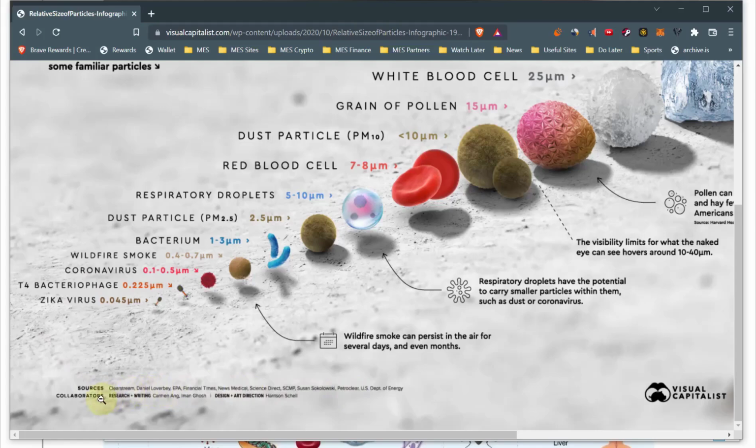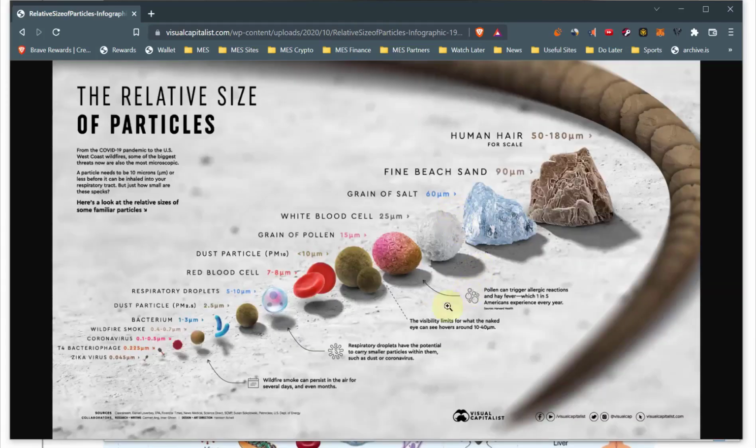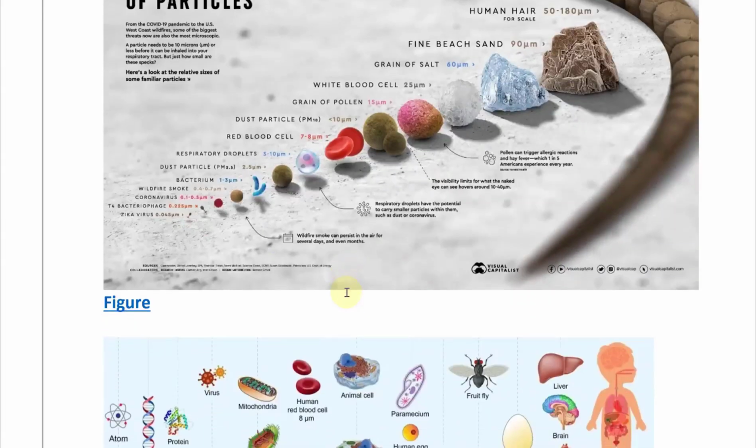There's a whole bunch of people involved in this, collaborators in research plus writing. You have design, art direction. So a lot of work went into this poster here. Anyways, let's continue further over here. So that's a figure there.